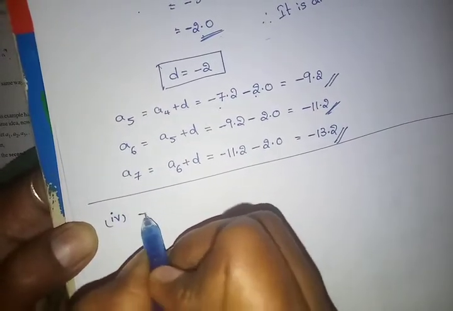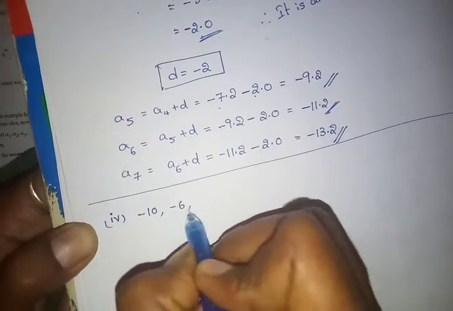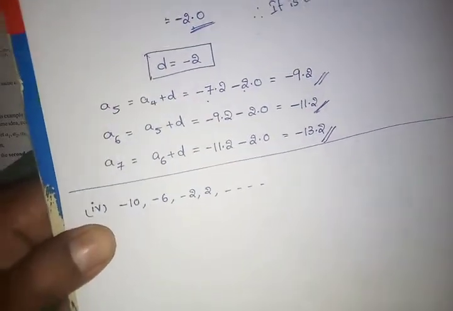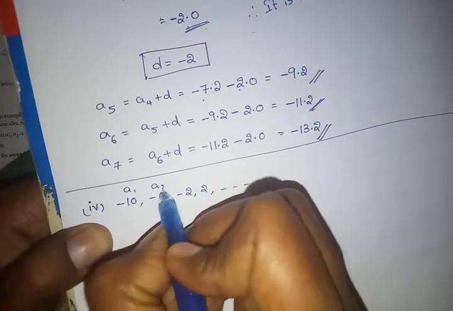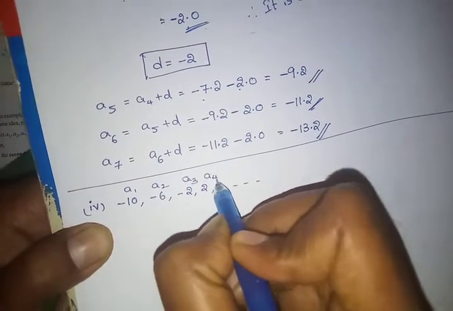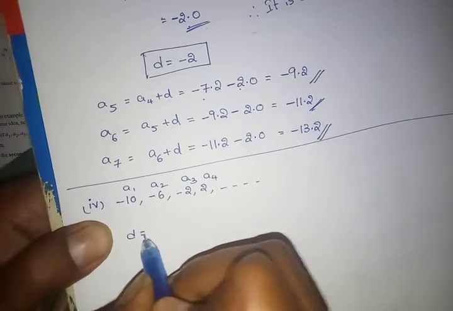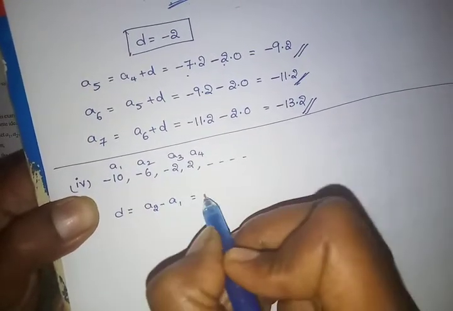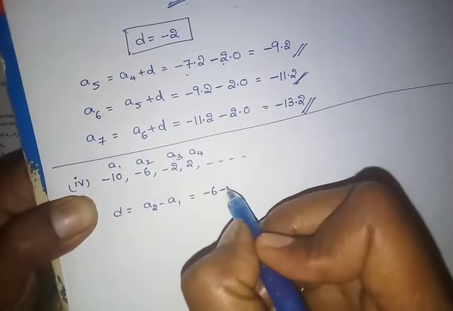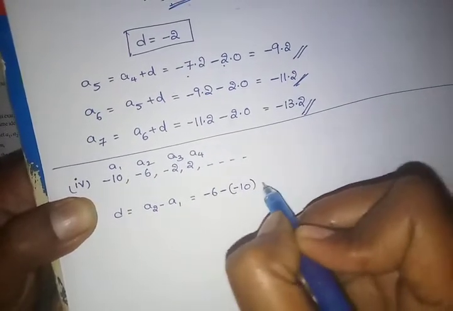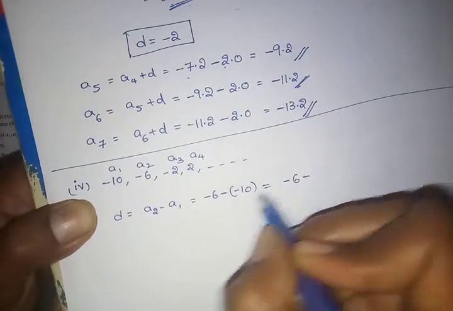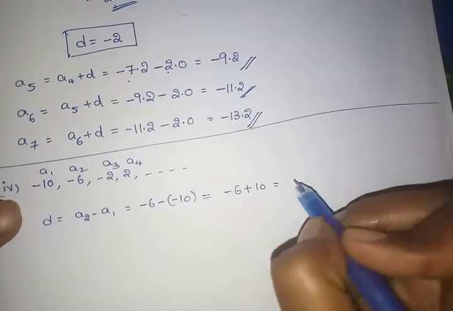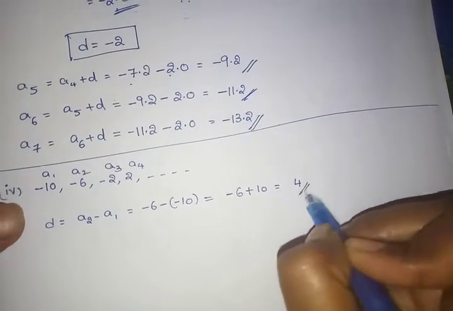Fourth one, see: minus 10, minus 6, minus 2, 2 and so on. See the question. This is A1, A2, A3, A4. Now D equals to how much? A2 minus A1. A2 value minus 6, minus of A1 value minus 10. That equals to minus 6, minus into minus, plus 10. 10 minus 6 how much? 4. Bigger number symbol plus, so 4.